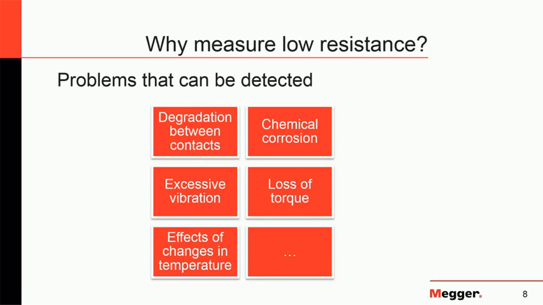Some of the problems that we can detect are degradation between contacts, for example in a circuit breaker or a disconnect switch, and excessive vibration in motors. In the straps of a battery system, we can detect chemical corrosion, or loss of torque in connections, for example in bus bars in substations. Of course, we should note that these problems are not limited to the applications I just mentioned, and in most cases we can have a combination of them in our application.